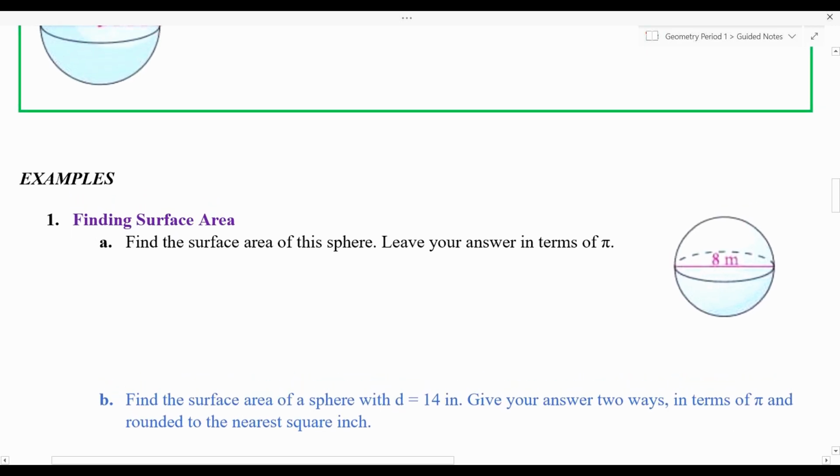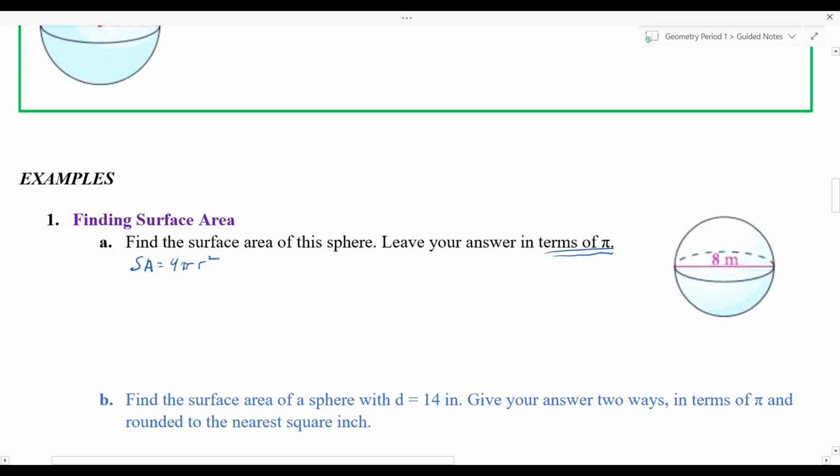Our first example. Example 1a says, find the surface area of this sphere, the one here on the right. Leave your answer in terms of pi. That means that my answer needs to have pi in it. So we have seen that the formula for surface area of a sphere is defined as 4 pi r squared.